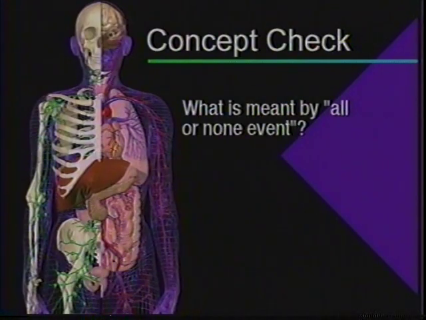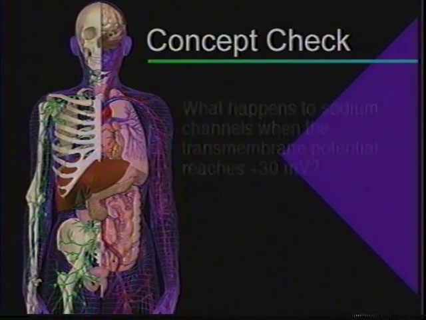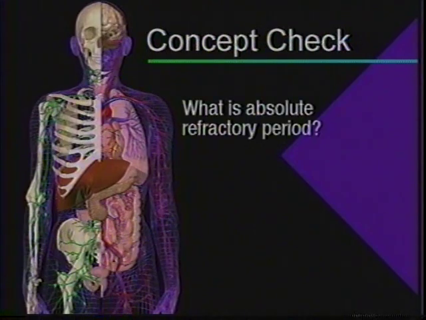Let's take a moment here for another concept check. What is meant by all or none event? What happens to sodium channels when the transmembrane potential reaches positive 30 millivolts? What is absolute refractory period?